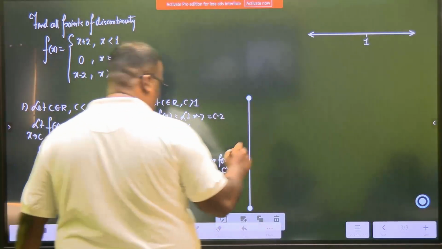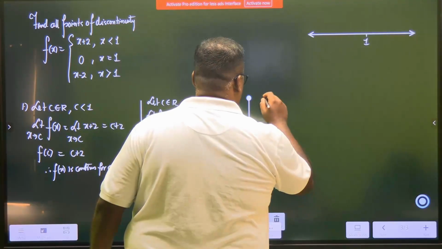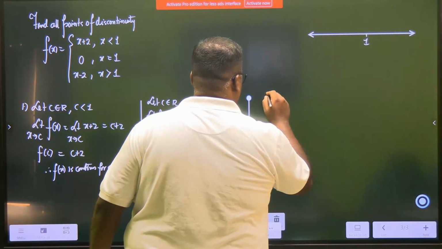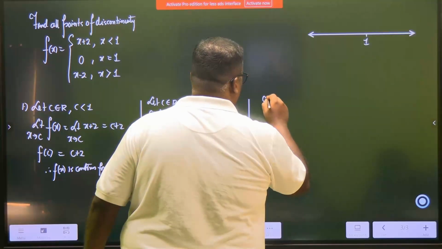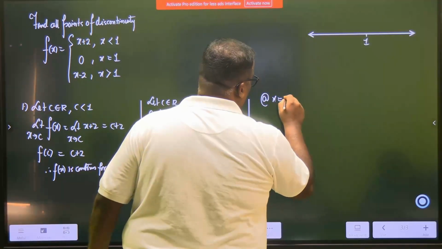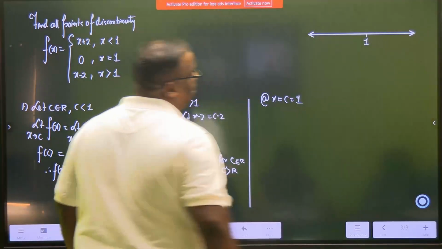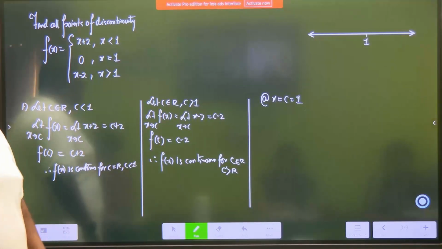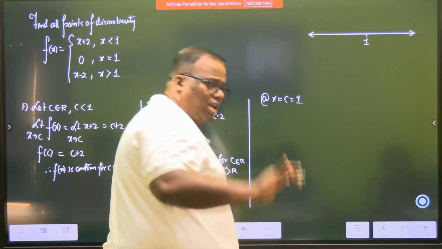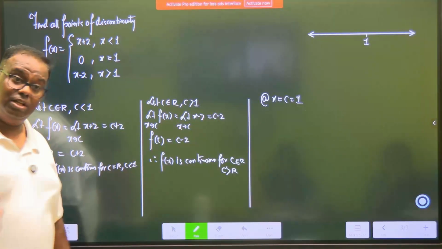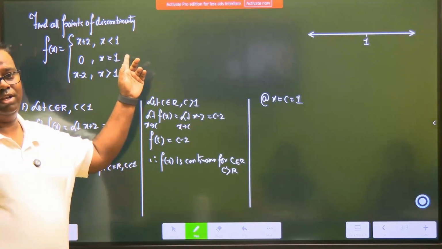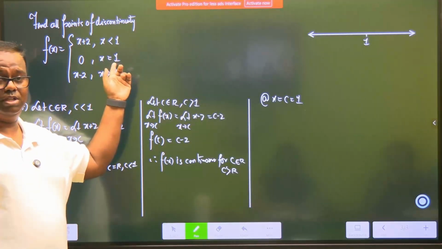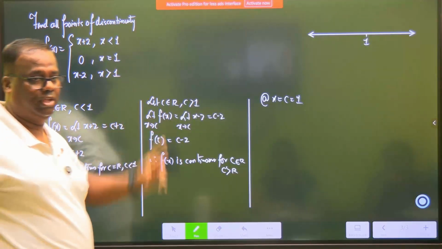Okay, now let's say at x equal to c equal to 1, x equal to c and c is equal to 1, right? Now you ask yourself, you want to find the limiting value, and 1 can be approached from both sides. It is defined. Please don't take this for limit. In limit, both will qualify, correct?